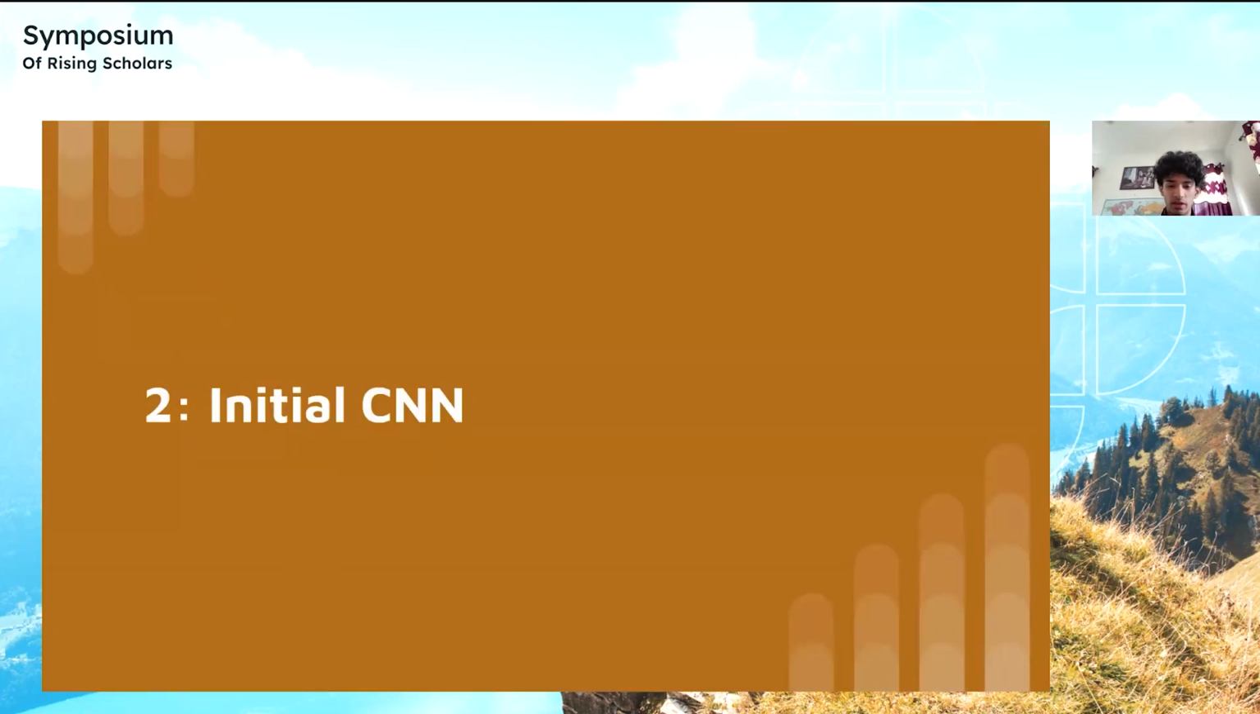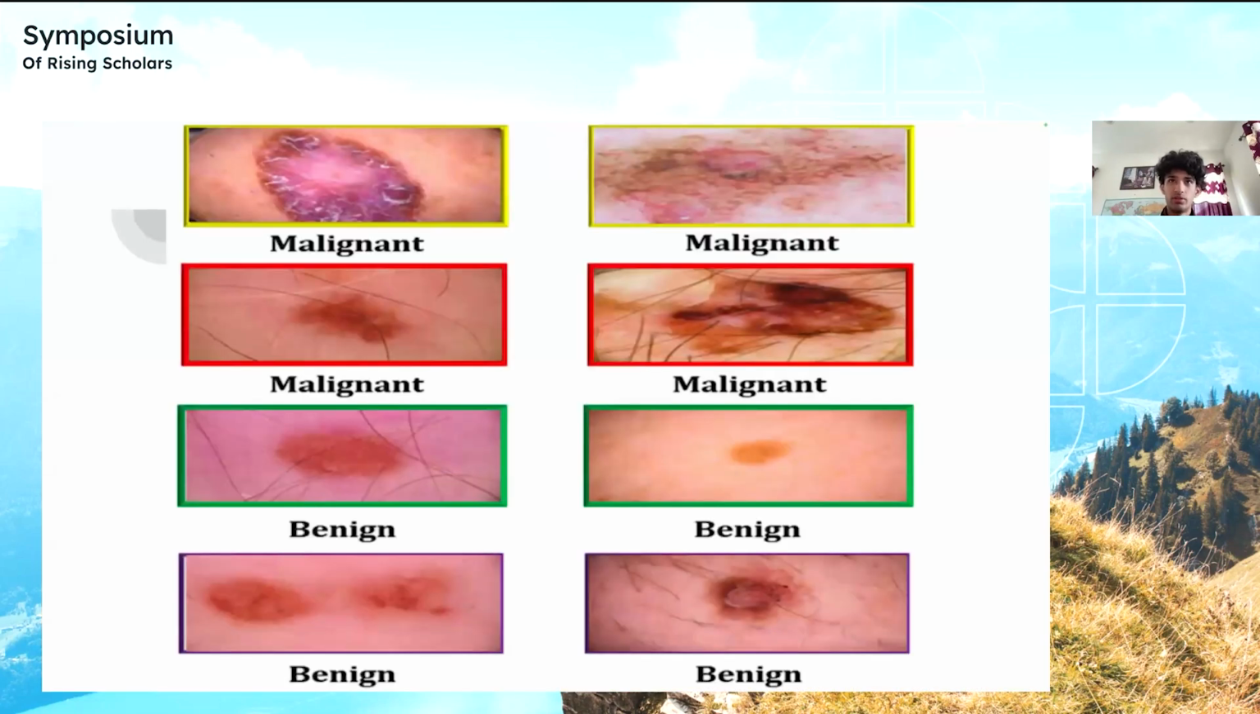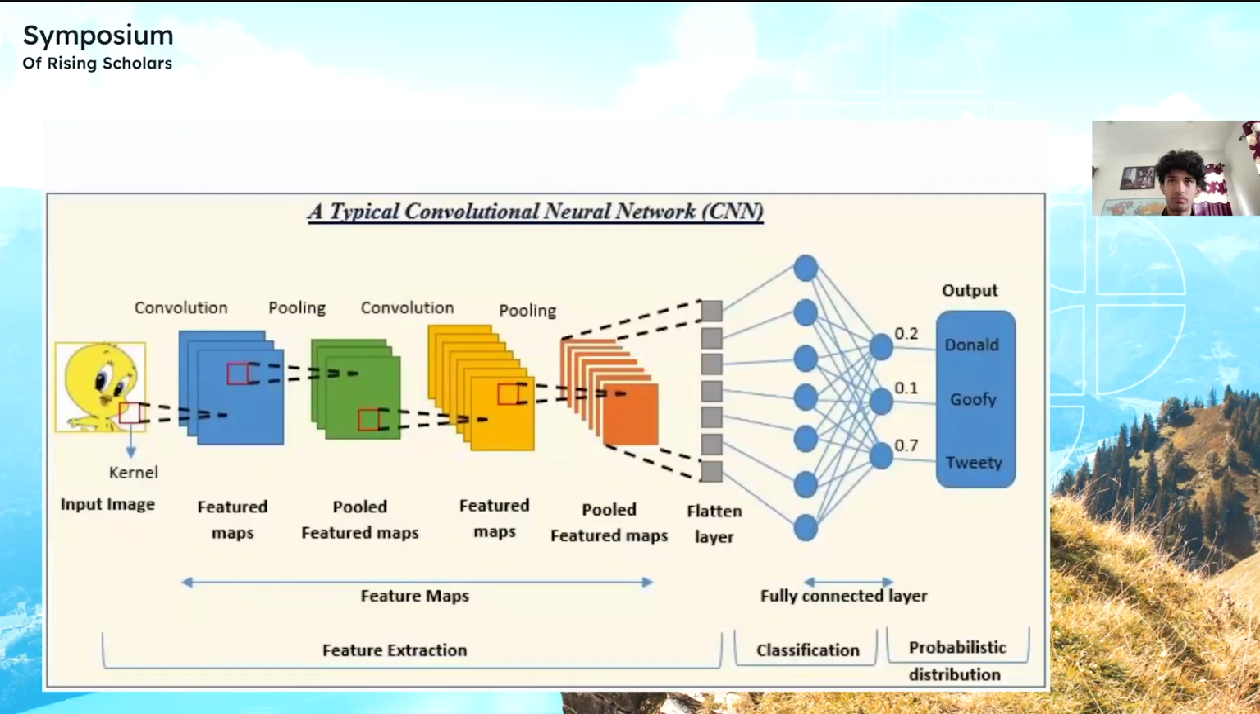Now I'm going to go over the initial model we created, which was the CNN. So here are some examples of malignant and benign samples of melanoma. Distinguishing between these two can be pretty challenging, as if you look in the image, they're pretty similar, right? So that's why subtle differences in texture, color, and borders have to be carefully analyzed. And we use deep learning to detect these small differences.